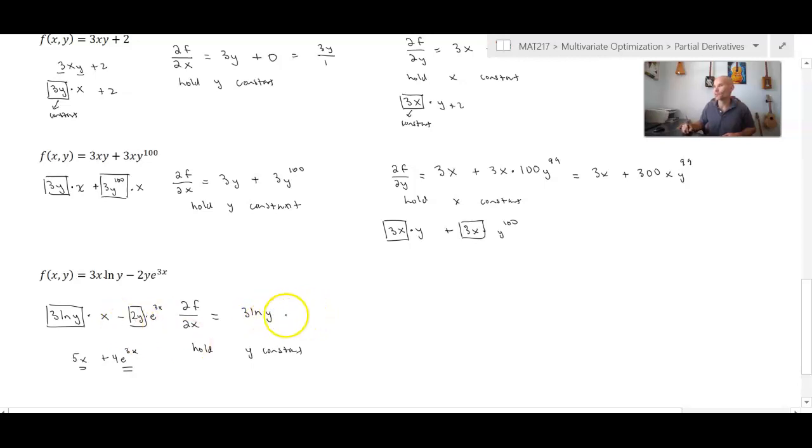And then the derivative of the second term will be minus the constant times the derivative of this guy here, which will be, from our rules, 3e to the 3x. Do some rearranging, I get 3 ln y, and then I have 2 times y times 3 times e to the 3x, so that's minus 6y e to the 3x.